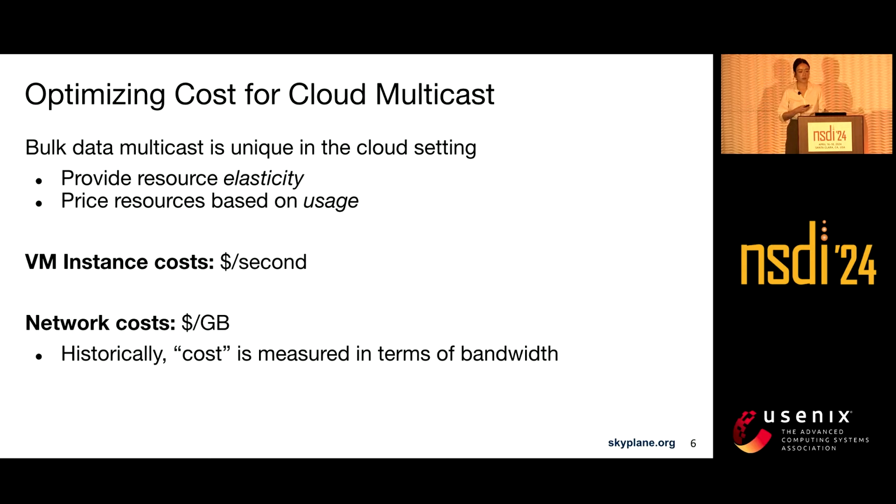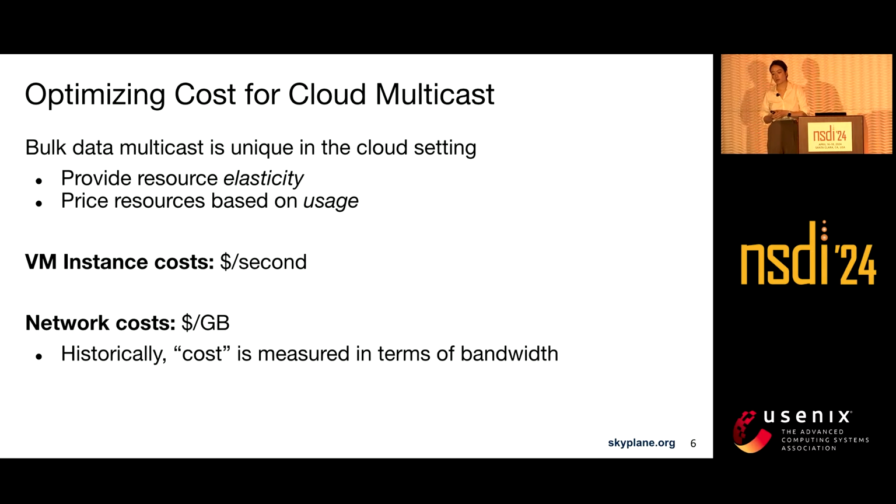So what we looked at in this work is how we can optimize cost for cloud multicast. Bulk data multicast is, of course, as I'm sure many of you know, a very well-studied problem, but it's unique in the cloud setting for two main reasons. First, we have resource elasticity. This means that as long as we're willing to pay the dollar amount per second, we can elastically create VMs in the cloud to execute transfers.